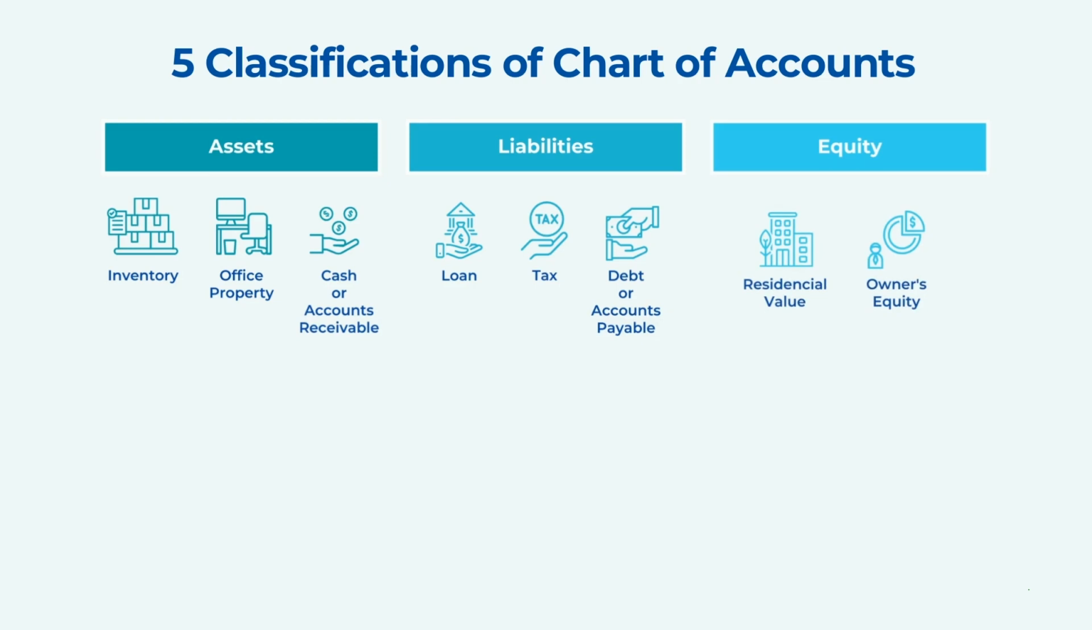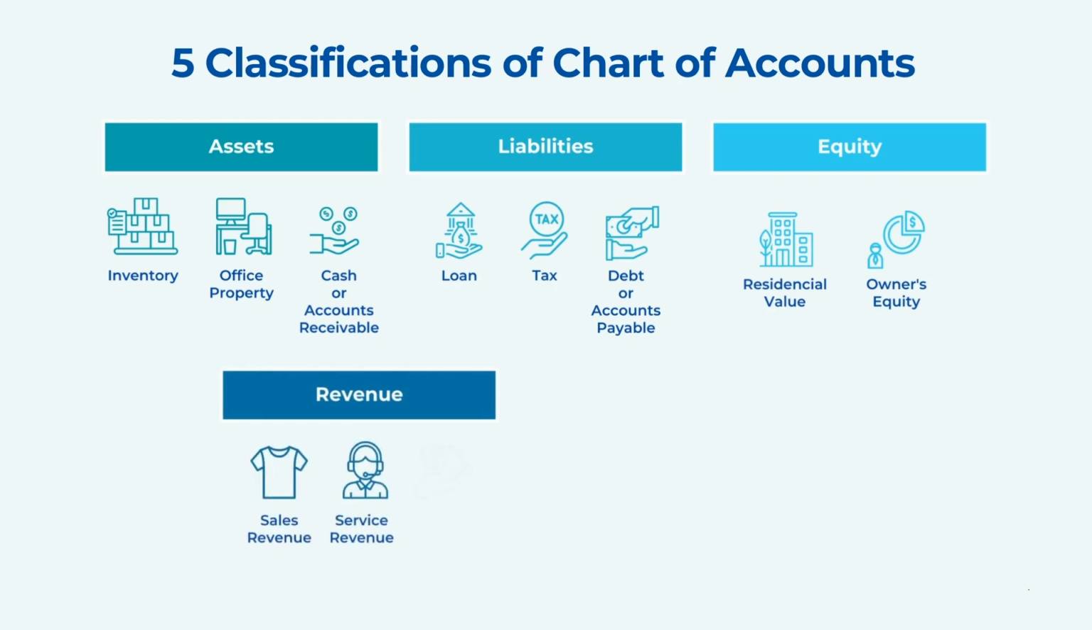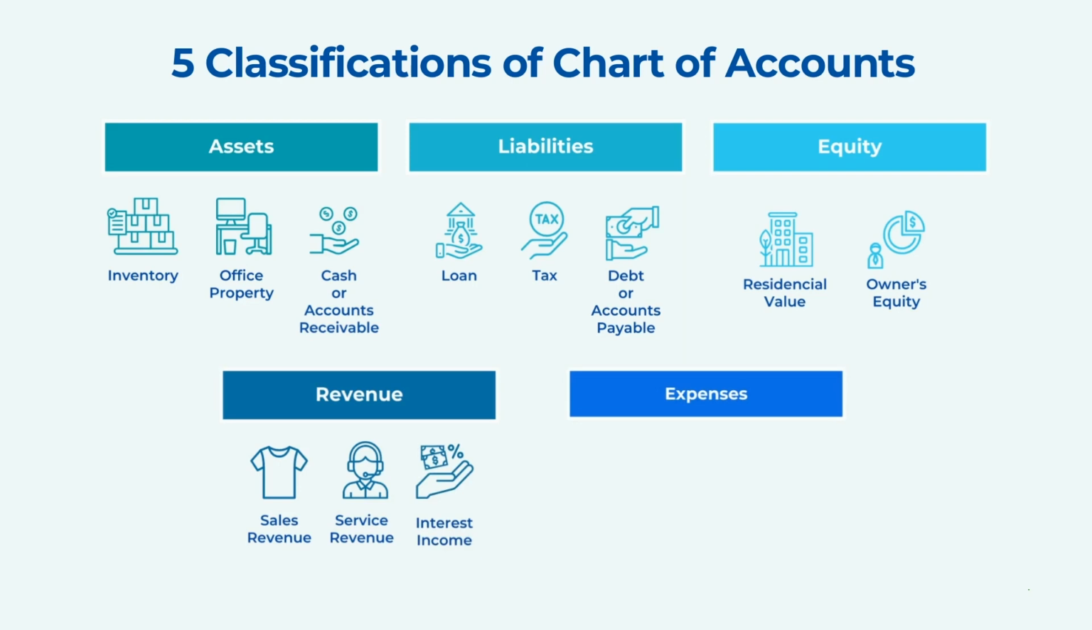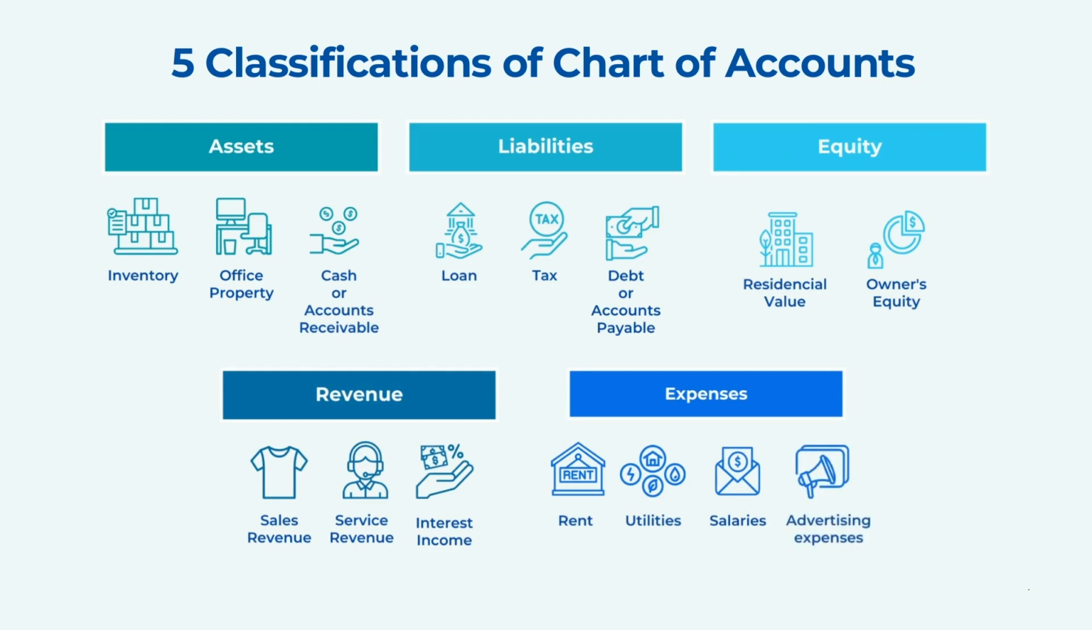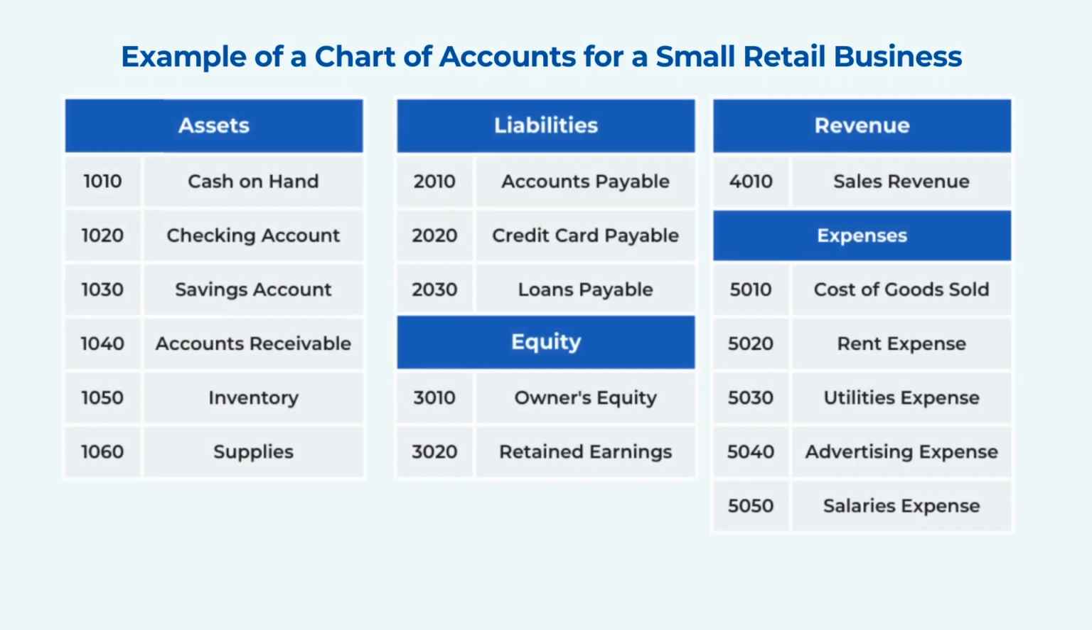4. Revenue. It represents the income earned by a business or organization. Examples include sales revenue, service revenue, and interest income. 5. Expenses. They are accounts that represent the costs incurred by a business or organization to generate revenue. Examples include rent, utilities, salaries, and advertising expenses. Here is an example of a chart of accounts for a small retail business.